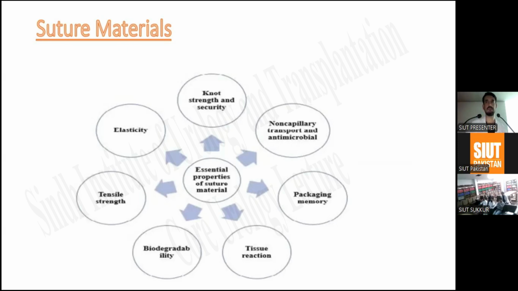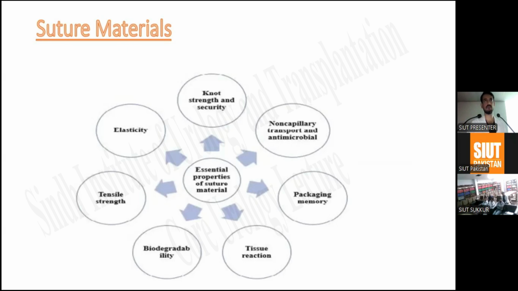The quality of sutures depends upon the tensile strength as well as the absorbability. We encounter absorbable as well as non-absorbable sutures, like silk that is non-absorbable, and the Proline as well.